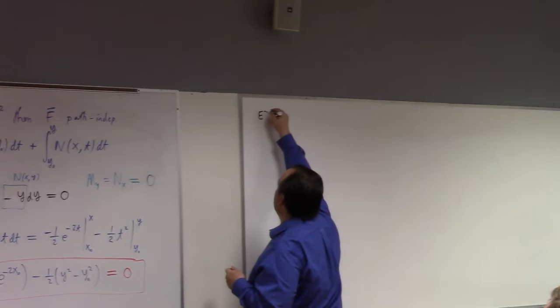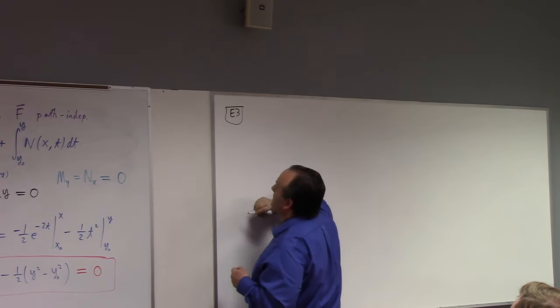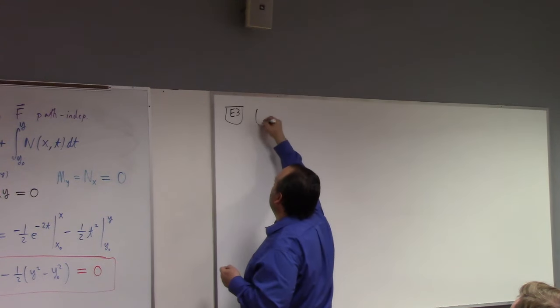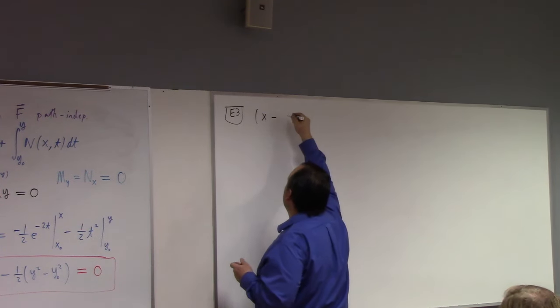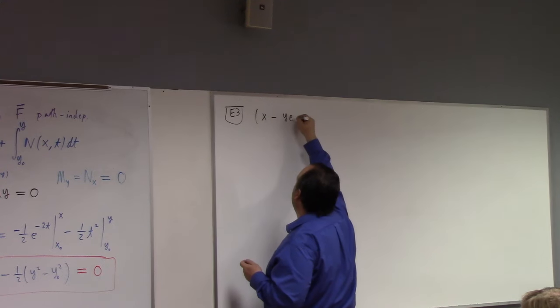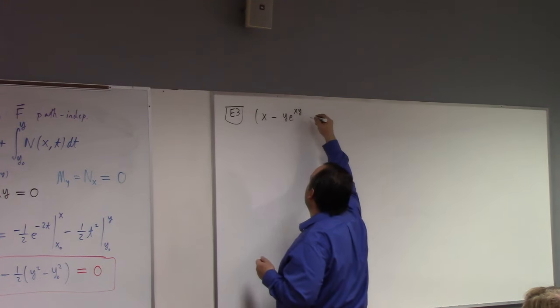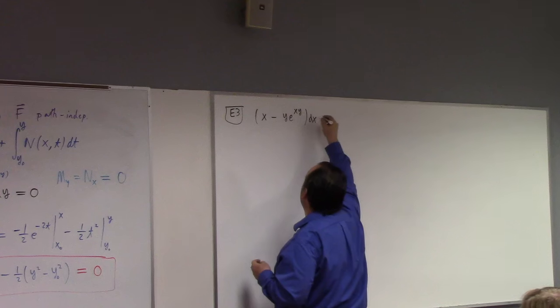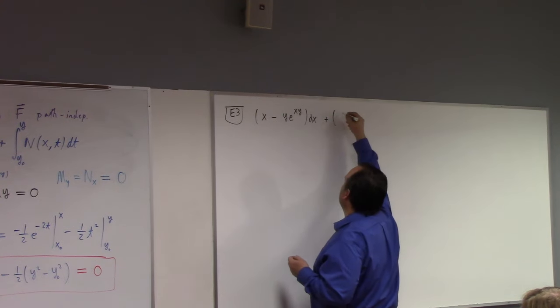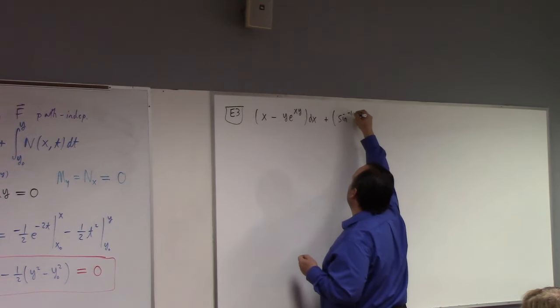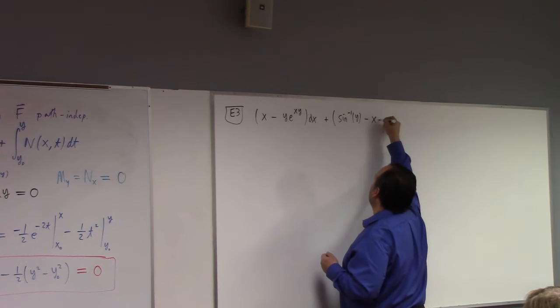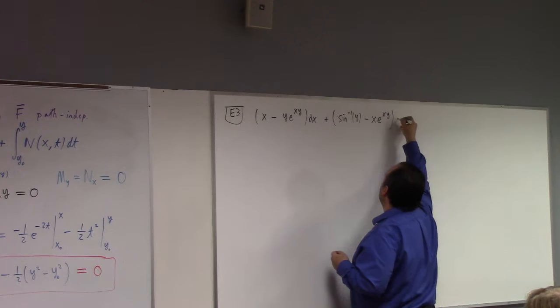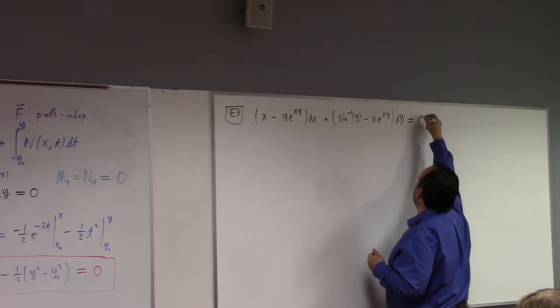Here, let me show you how I usually do exact equations. If we had x minus y e to the xy dx plus inverse sine of y minus x e to the xy dy equals to 0.